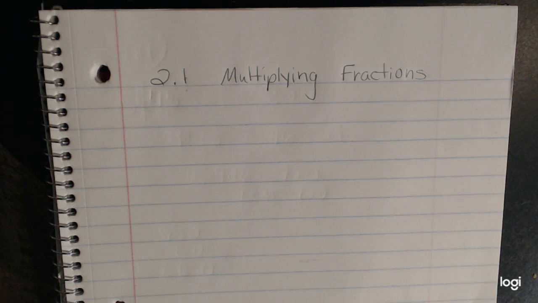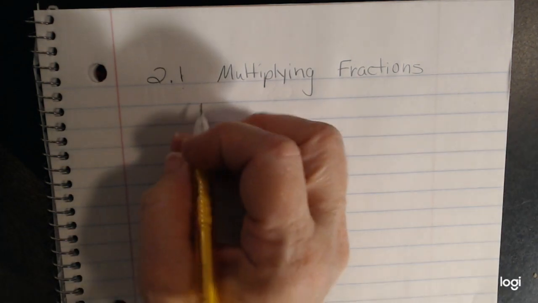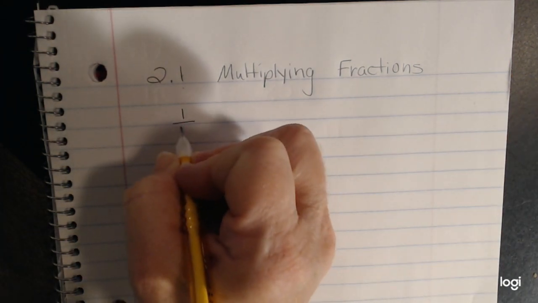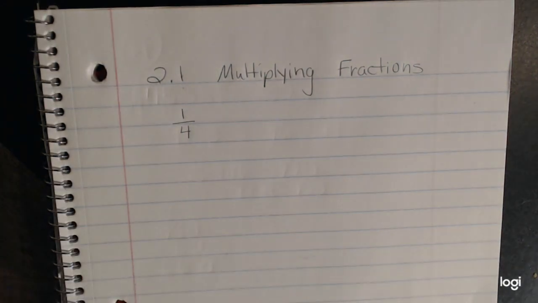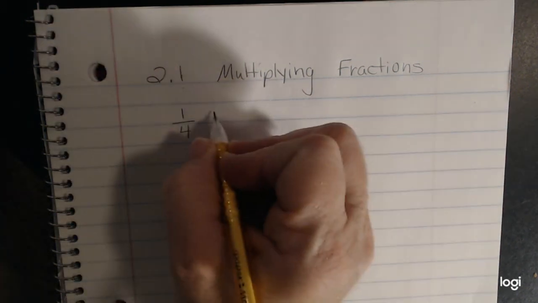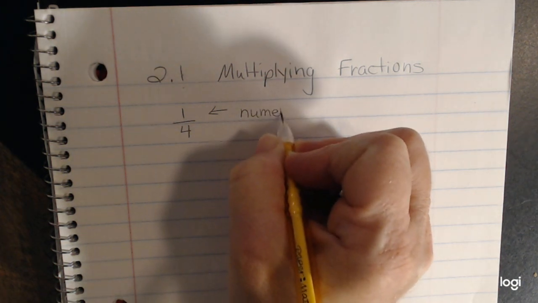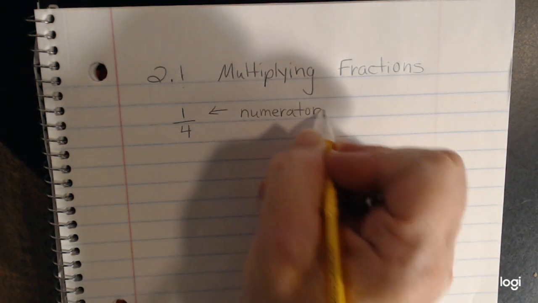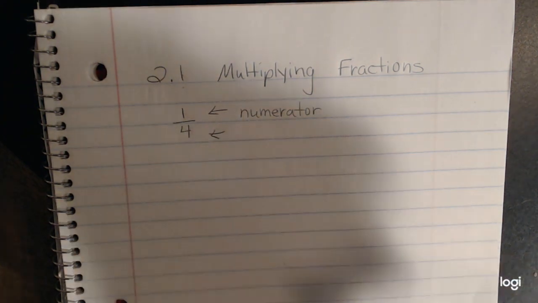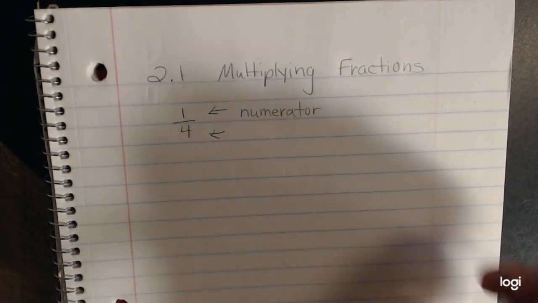We've been doing a little bit of multiplying fractions in our 5 a day that we do in the morning. So we're going to continue practicing that here. First of all, we need to know the names of the parts of a fraction. If I have the fraction 1/4, we know that the number on top is called the numerator. And we know that the number on bottom is called our denominator.